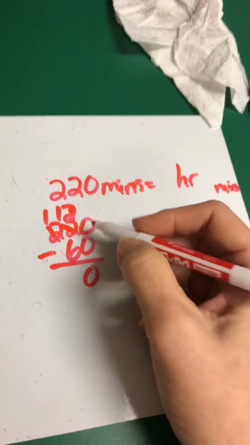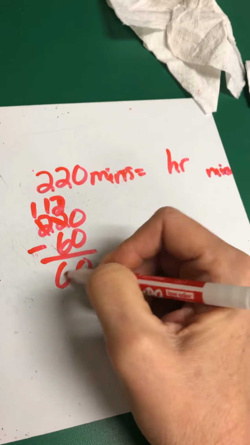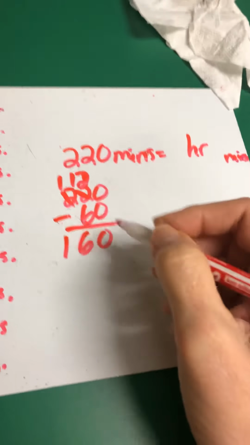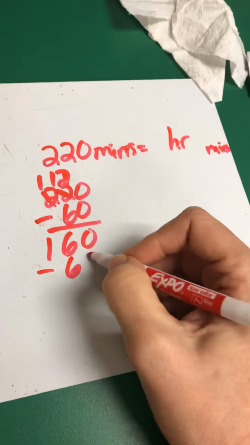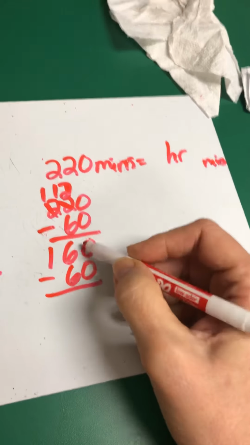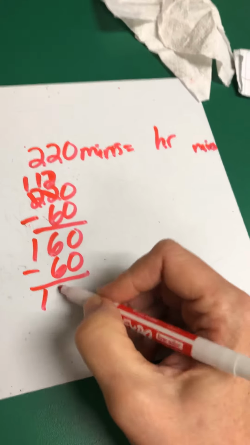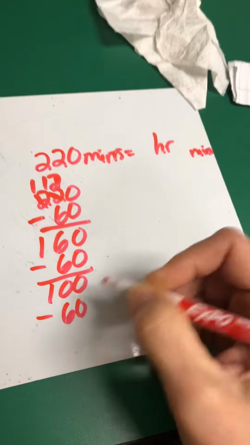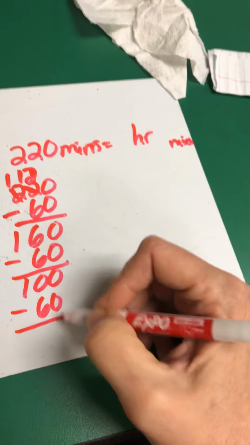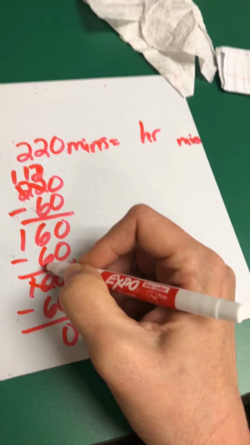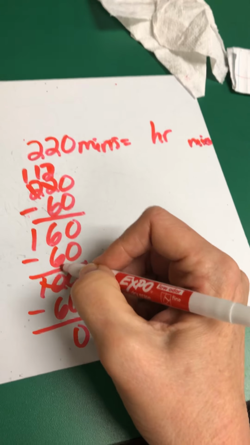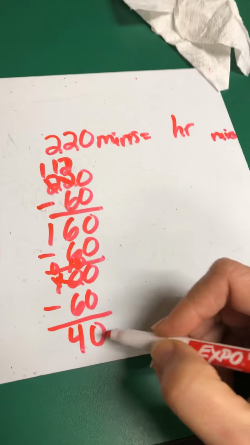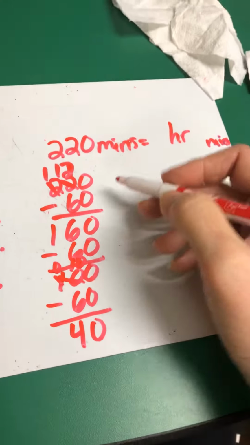there, I'll get that right. So 12 minus 6 is 6. 1 minus 0 is 1. I can still subtract 60 out. 160 minus 60 is 100. I can still subtract 60 out. I can't subtract 60 anymore, but now I can count.